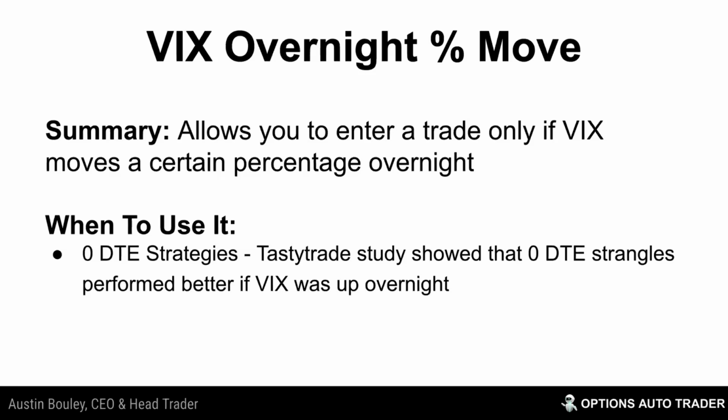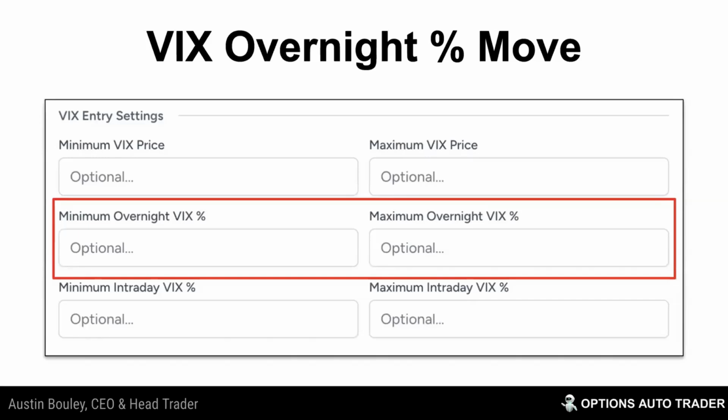So again, you'd use the VIX overnight percentage settings to do this. To explain, for all of these settings, if you ever see a minimum or a maximum, minimum means the number that you set or higher. Maximum means the number that you set or lower, okay?